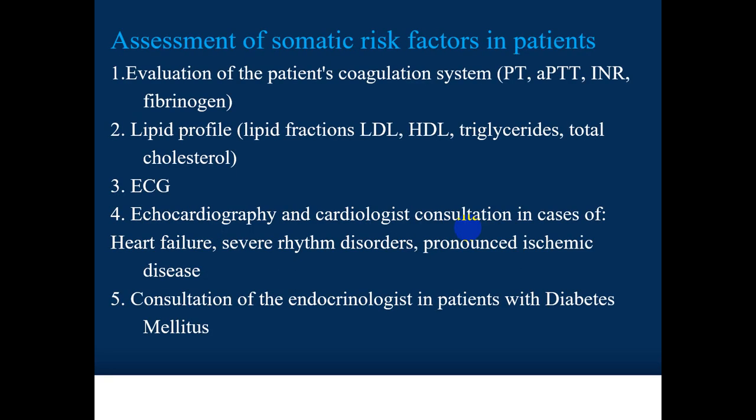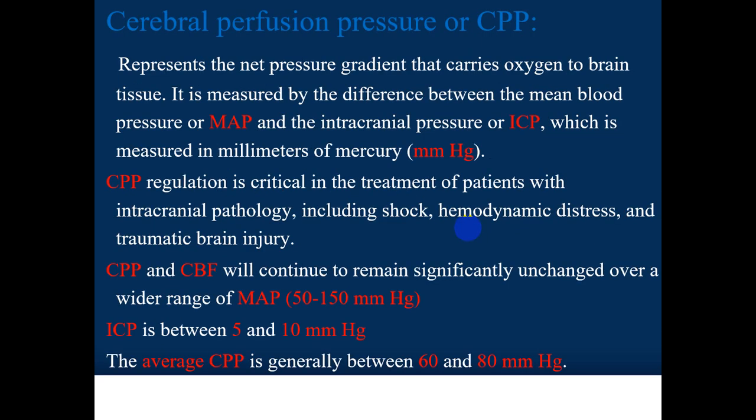Assessment of somatic risk factors in patients includes evaluation of the patient's coagulation system, like prothrombin time, activated partial thromboplastin time, fibrinogen, and INR. Lipid profile, like lipid fractions: low density lipoproteins, high density HDL, triglycerides, and total cholesterol. EKG and echocardiography, and cardiologist consultation in many cases like heart failure, severe rhythm disorders, and pronounced ischemic disease, and consultation of other specialists for additional disorders.